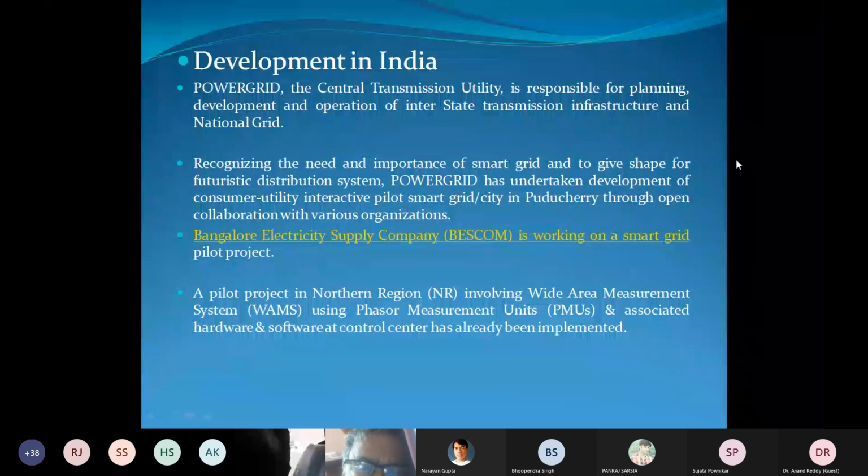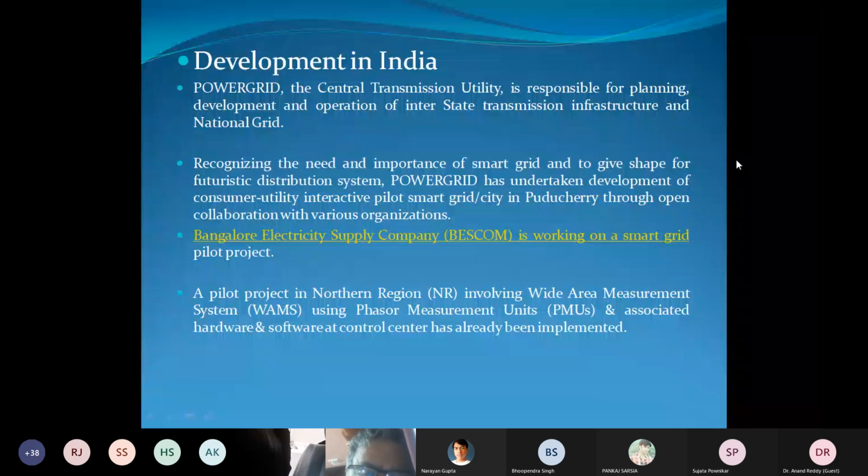Power Grid has undertaken development of a consumer utility interactive pilot smart grid city in Pondicherry. They have selected Pondicherry, a wonderful town developed by French people. And another request to you is please know 5 languages: French, German, Hindi, English, and one South Indian language, so that you can work anywhere in the world. I know 12. You should know at least 5.